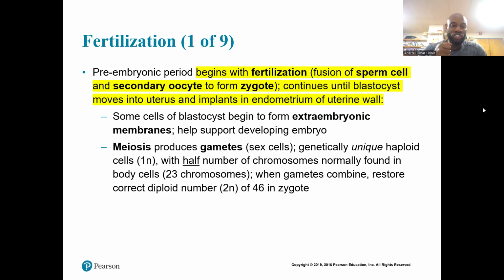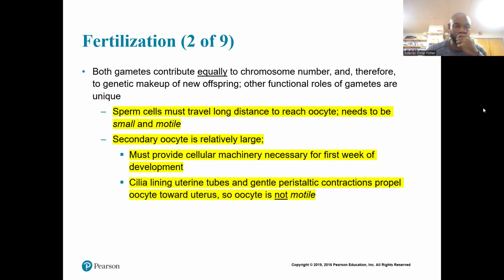Remember meiosis and mitosis? Meiosis produces the gametes, or sex cells, which are genetically unique haploid cells with one half of the chromosomes. Gametes combine and form a diploid cell. So the sperm and the egg both have half. They combine and form the zygote, which has all the necessary DNA. Both gametes contribute equally to the number of chromosomes. Therefore, the genetic makeup of the new offspring is a combination of mom and dad.